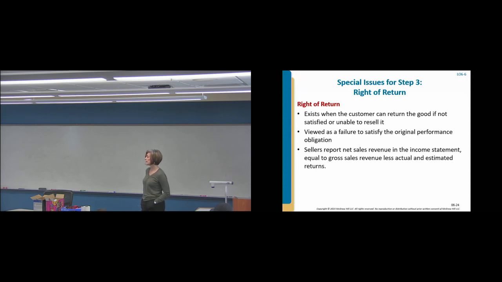It is viewed now, and this is what's changed, as a failure to satisfy the original performance obligation. And as we know, we do report net sales revenue on the income statement, where we do sales less sales returns and allowances, but now we have to actually estimate those returns. So that can create some issues, obviously.